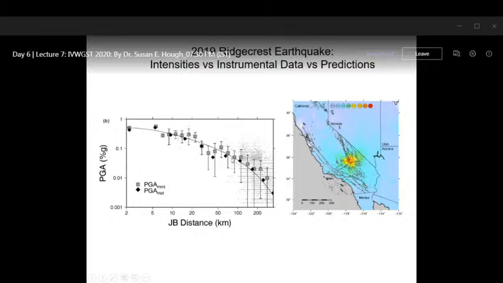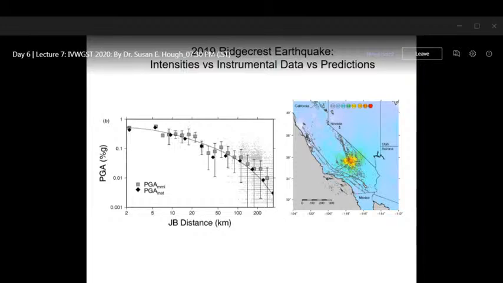So what you can see from this is that intensities coming from what people tell us about shaking are very, very consistent with what you measure on a seismometer. So we can use this intensity data even now to investigate earthquakes. And then the line here is the prediction for magnitude 7.1 using a modern ground motion prediction equation for California.